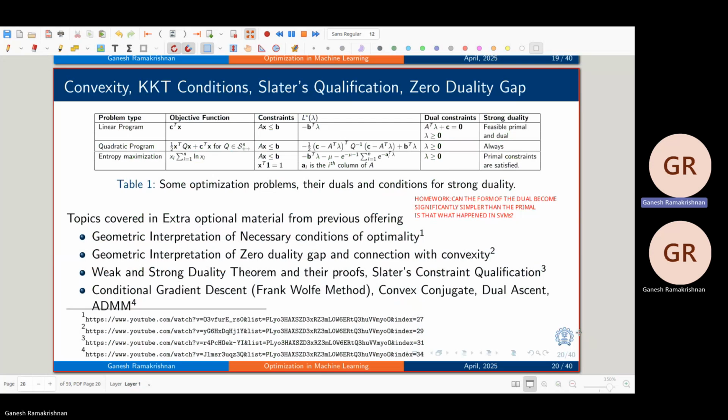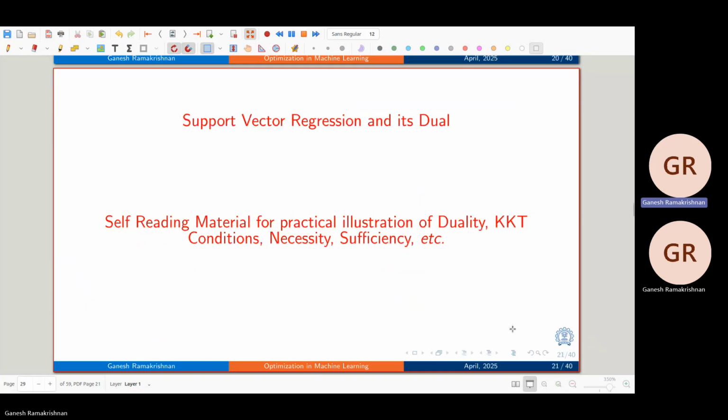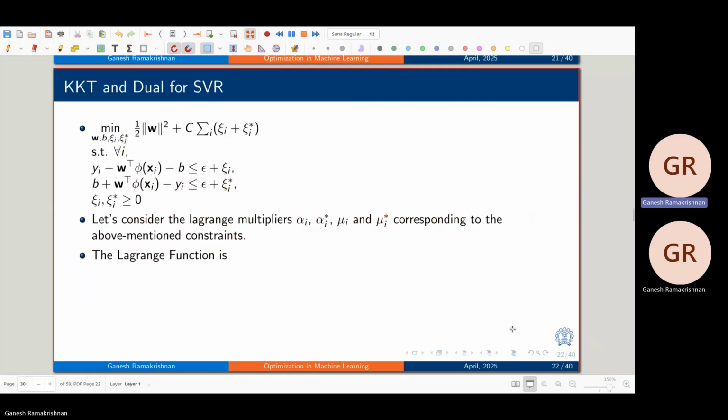And so I have pointed to some of those old YouTube lectures. But I guess you got an important glimpse into how to deal with duals. Now, in this self-reading material, which is mandatory for you because it's a support vector machine-based formulation, I'm assuming you would read it up. You will understand it from a basic course of machine learning.